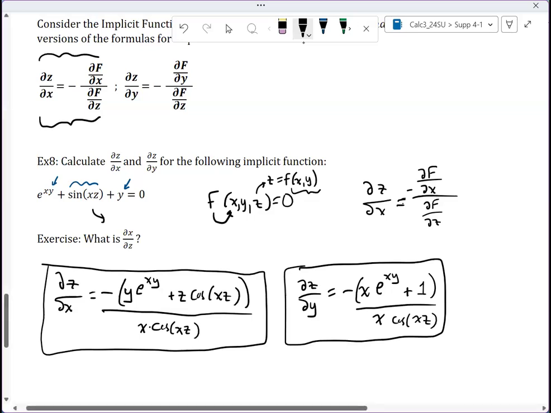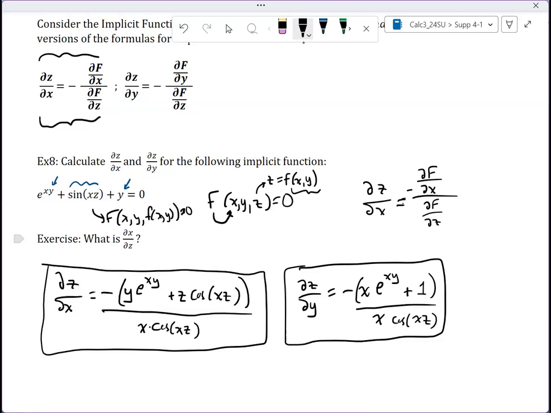So if I envision this as F of x, y, little f of x, y equals 0, this is kind of sensible. I choose x and y as my independent variables. I can choose those any way that I want. And then that constrains what z has to be.